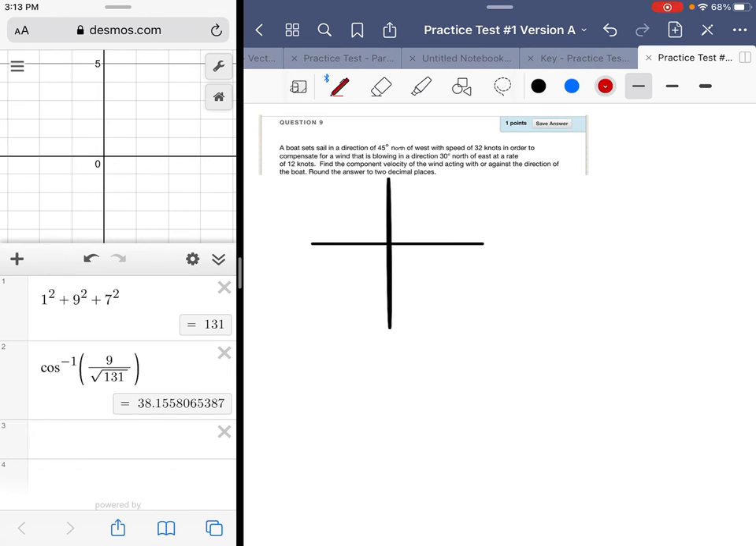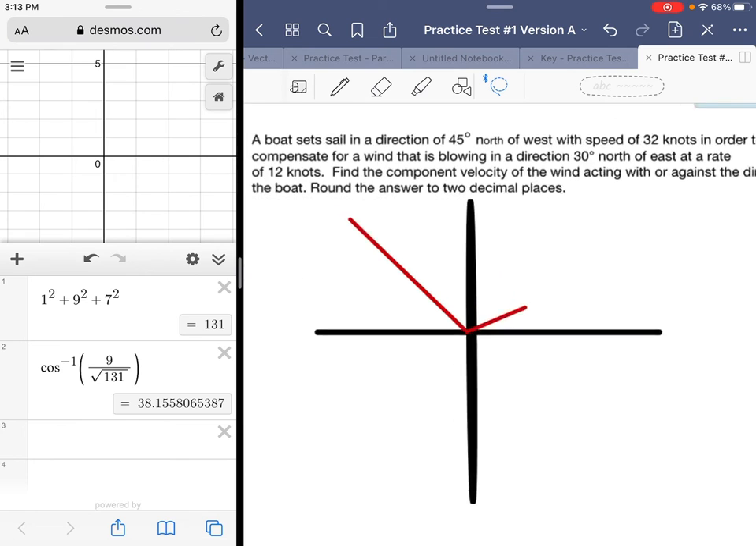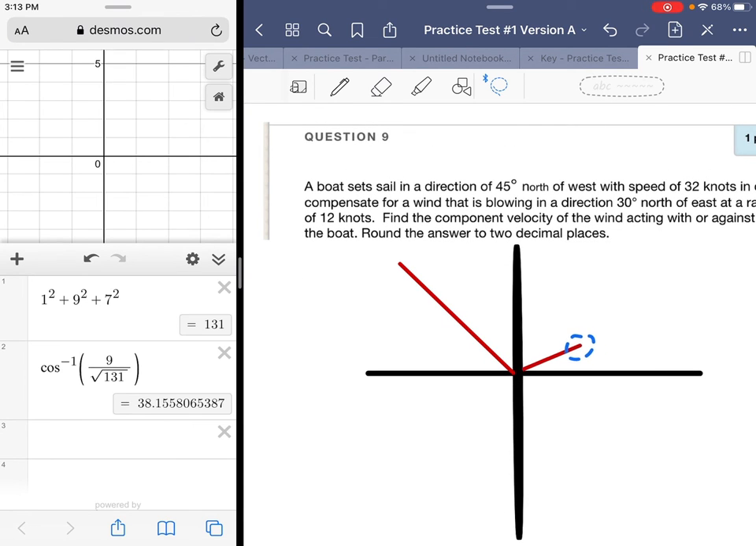So 45 degrees north of west, which I guess would be the same thing as... oh, look at that. This is all falling apart. It would be the same as 45 degrees west of north. 32 knots in order to compensate for a wind that's going 30 degrees at a rate of 12 knots. So this one would be much shorter, but also the angle would be 30 degrees. All right. So would it be that much shorter? I don't know. That's not the point. It's just the size relationship would be that there is one. How about that?